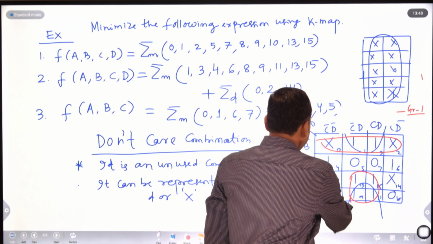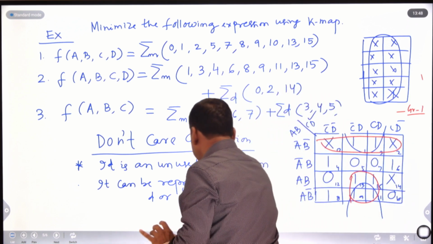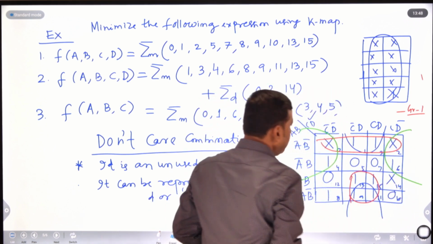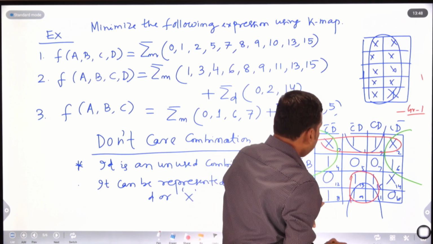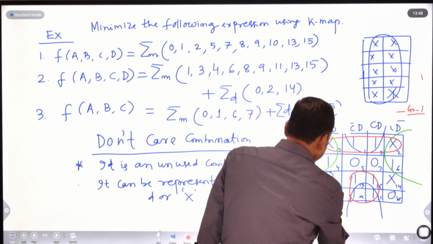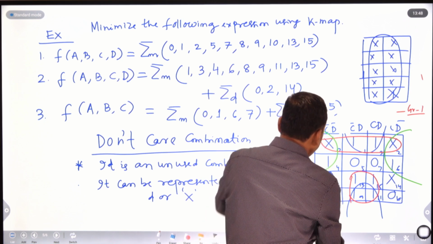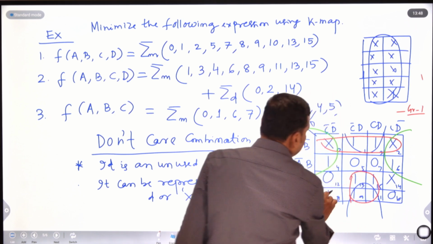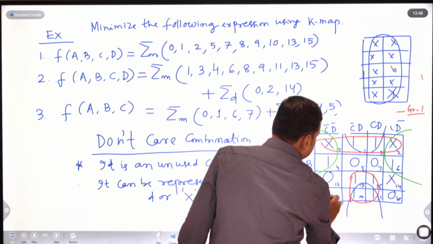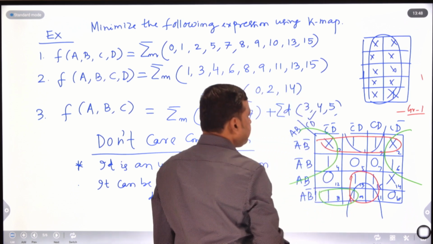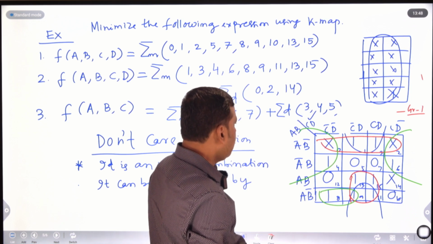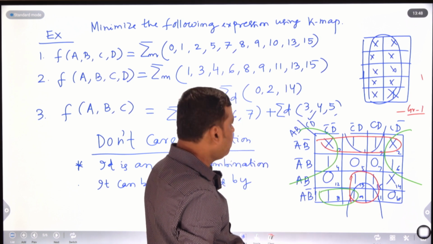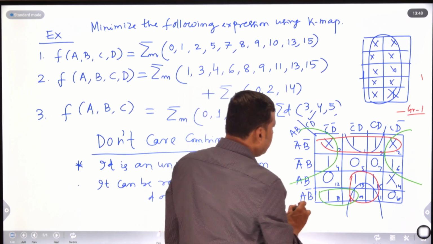Or you can form a group this one also. This don't care, you can form a group this one also, and this one is left, and I can form a group with the adjacent 1. That means you can form a group this one. Okay, so make sure there is no redundant group. Redundant group means what? Unnecessary group. Unnecessary group should be avoided.